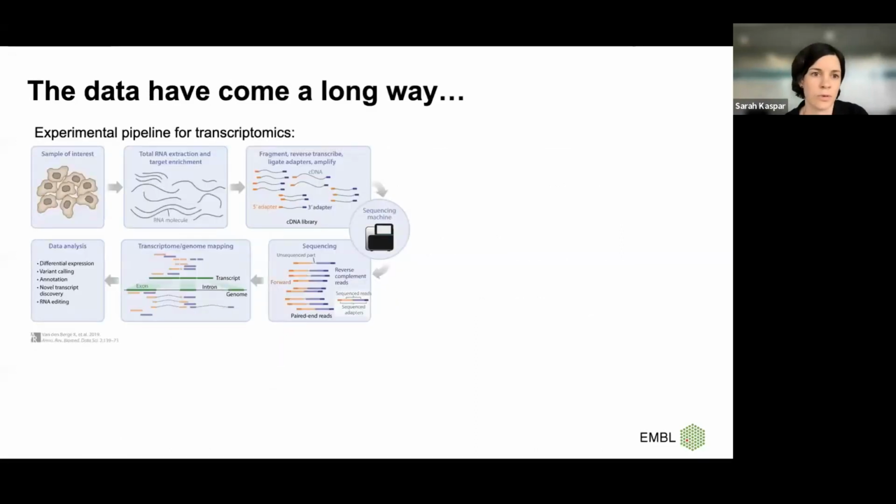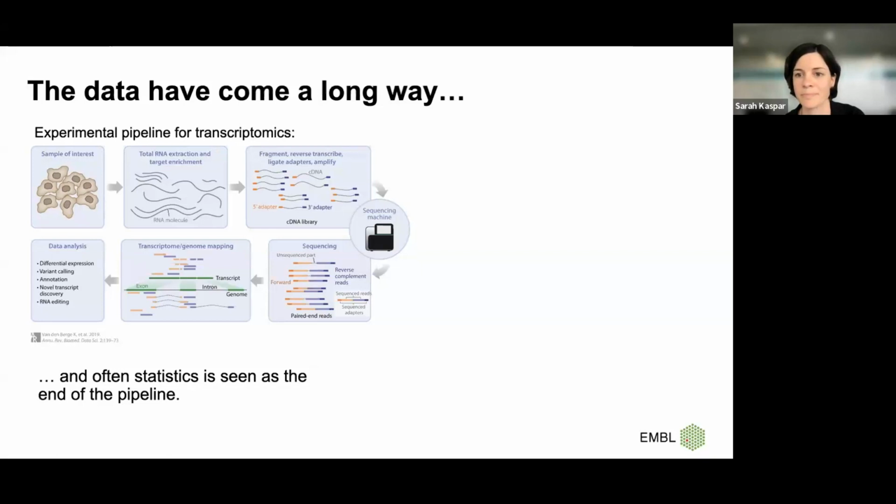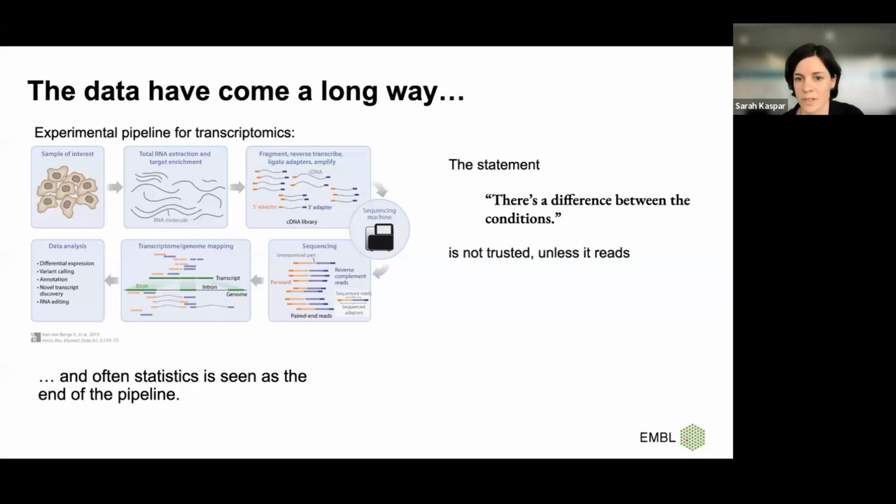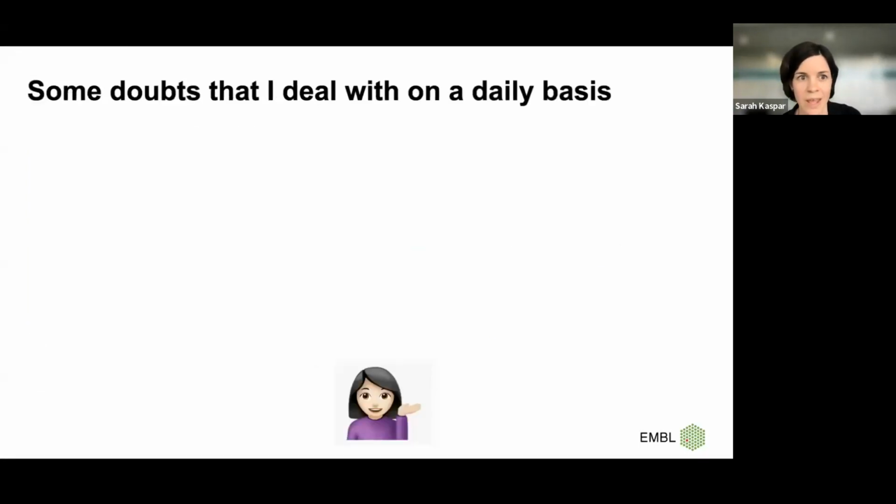In addition to there being lots of data, the data also have often come a long way. So here you see the experimental pipeline for transcriptomics, which I'll talk more about later. But for now, I just want to point out that data analysis, and in particular statistics, is often seen as the end of that pipeline. Because if you read a statement that says there's a difference between the conditions, it's not trusted unless it reads there's a significant difference between the conditions and it has some p-value attached to it.